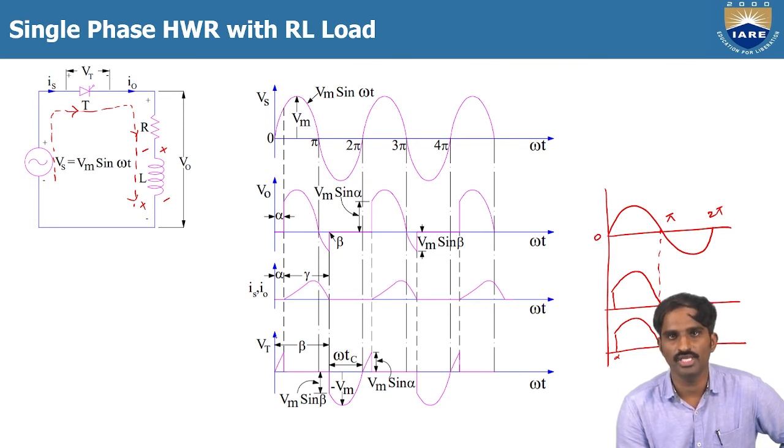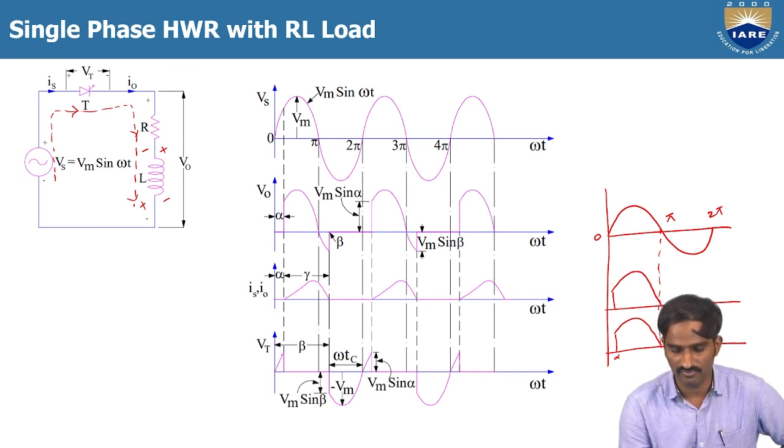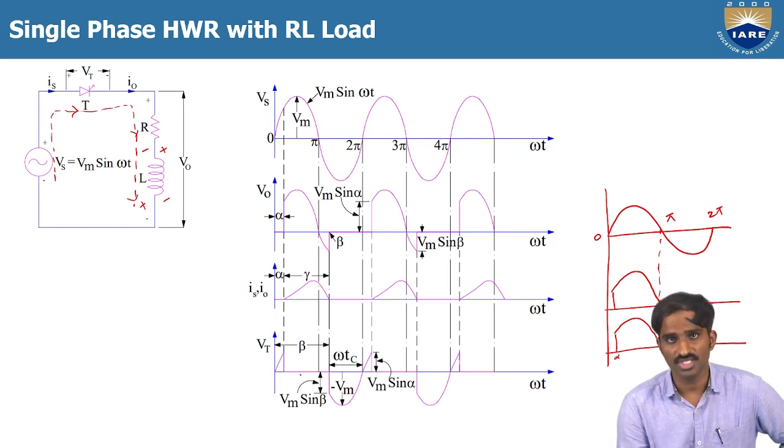This is the terminal voltage across the thyristor. From 0 to alpha, the thyristor is in the off state, so we have a voltage across the thyristor. And from alpha to beta, there is no voltage across the thyristor because it is in conduction mode. So the voltage across the thyristor will become 0. Then after beta, the voltage across the thyristor will again follow the same source voltage which we are applying.